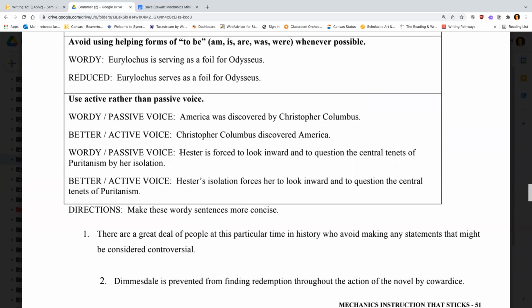Wordy passive voice: Hester is forced to look inward and to question the central tenets of Puritanism by her isolation. Hester's isolation forces, right, strong verb, her to look inward and question the central tenets of Puritanism. When I see students do this, however, you often leave the by out and it's like implied. So your sentence might just read, Hester is forced to look inward and to question the central tenets of Puritanism. And you leave out the by, but it's still confusing on who's doing what. And so know that about your writing. If you have sentences like that, you might be leaving out the by, but it still can be passive if you don't have the person who's doing the action.